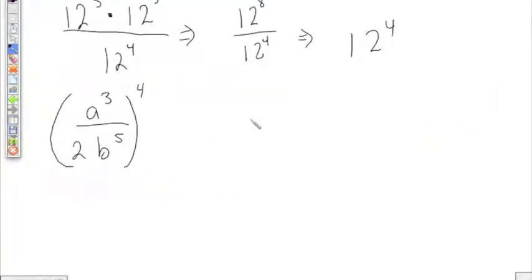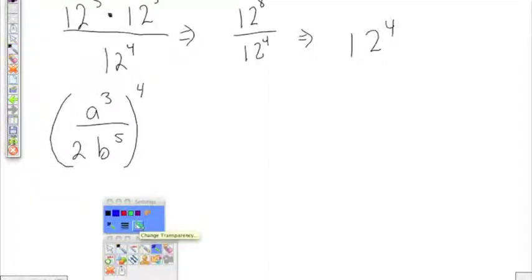Number 4. You guys go ahead and start working. I'll help you out a little bit by highlighting your base numbers. This is a base number. This is a base number. And this is a base number.